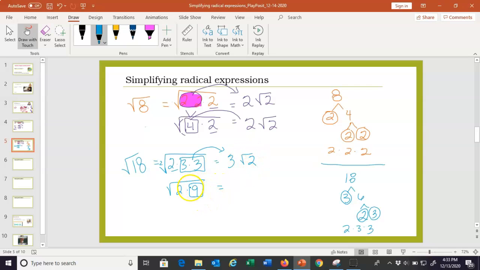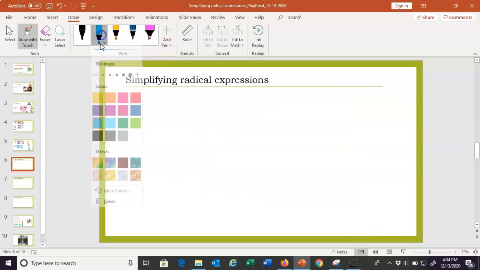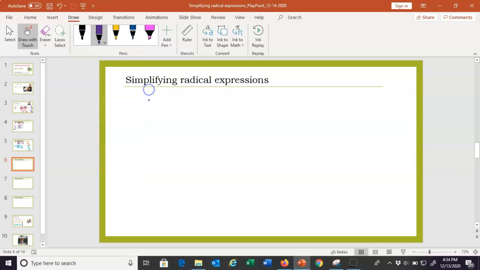We could do the same thing here. We know square root of 9 is 3, so that will come out. And we're left with a 2 underneath. So square root of 18 reduces to 3 root 2, or simplifies. It's just the most basic, simplified way to write that radical expression without writing it as a decimal. It's more accurate.